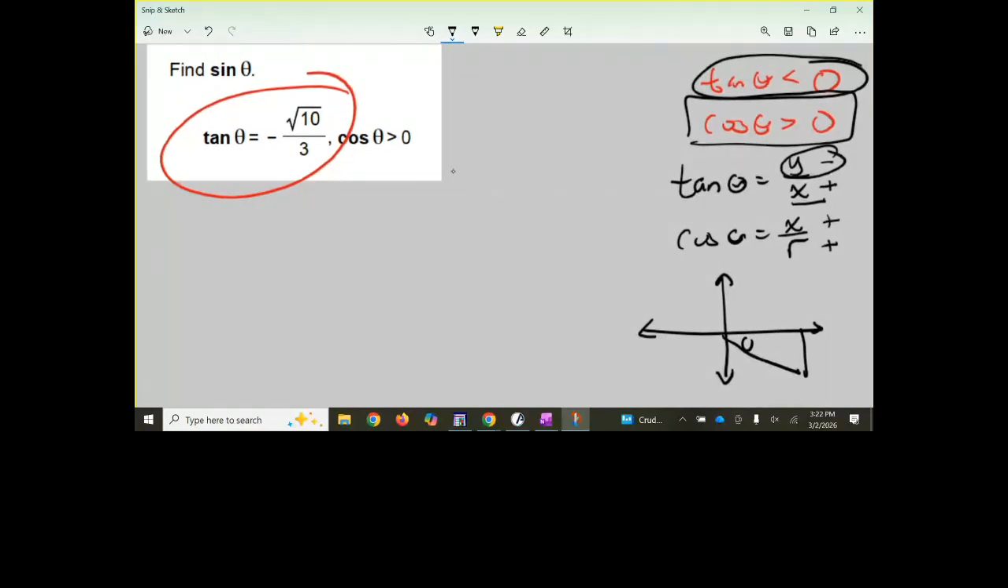Here we go. Boom. Here we go. Okay, there we go, y'all. So let's take a look here. When we're going to do that, and we're saying that the tangent of our theta, which we define as y over x, we're going to say that the y is the negative square root of 10 and the x is 3.